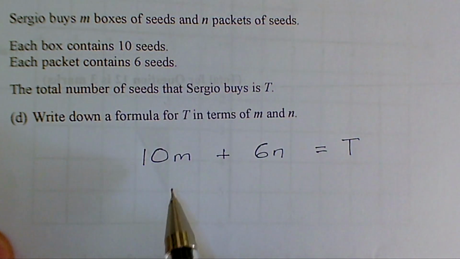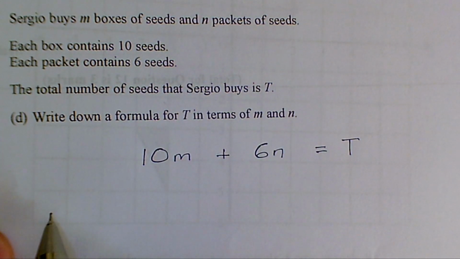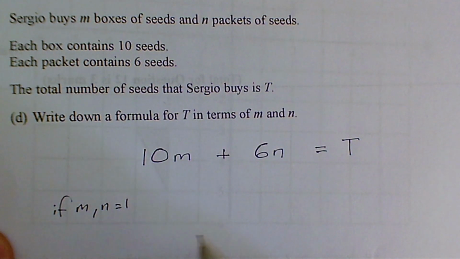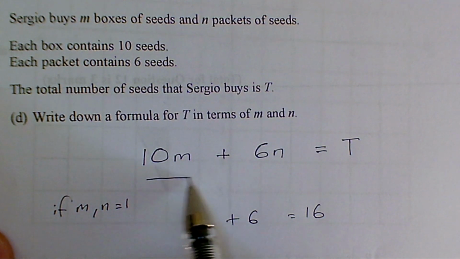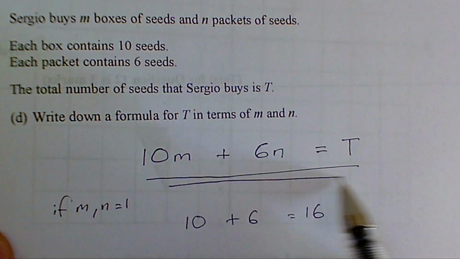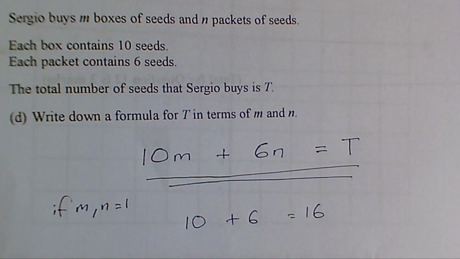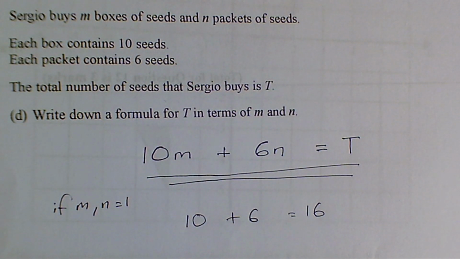I'm just going to show you what happens if I bought one box and one packet. So if m and n both equaled 1, I'd have 10 times by 1 plus 6 times by 1, which is 16, and that's the right answer. So it looks like my formula works. So if in doubt, specialise, do that. You know, stick in a number and see does it make my equation work. If it does, you're probably right.